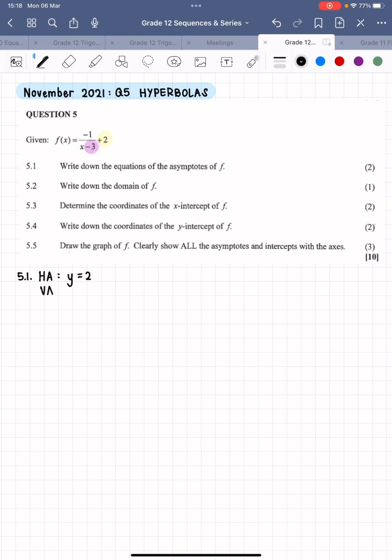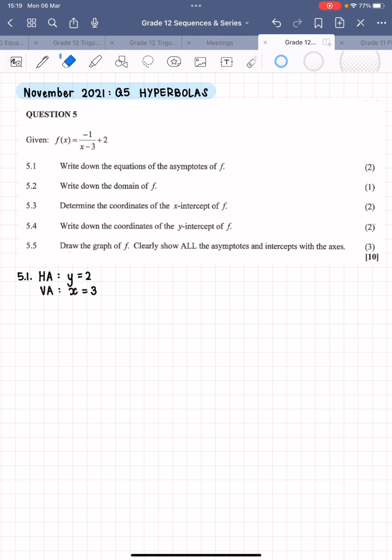And then our vertical asymptote is the asymptote that will give us a value that will make the denominator equal to 0. So if our denominator is x minus 3, what must x be so that the denominator is equal to 0? Because remember, when a denominator is equal to 0, that whole expression, that whole equation is undefined. That is why we have an asymptote there. Now the x value that will make this equal to 0 is going to be x equal to 3. So that is our second asymptote, our vertical asymptote.